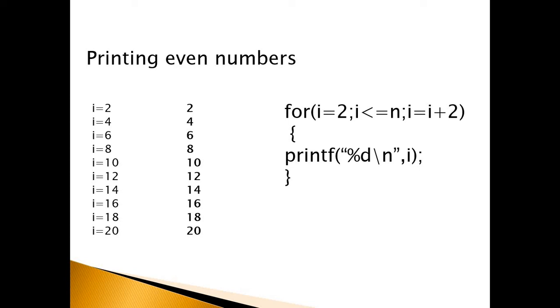When i becomes 22, the condition will be false. 22 is not less than or equal to 20. So it stops executing this printf statement, and on the screen you will see the output, that is the numbers from 2 to 20. Now let us look at the next program.